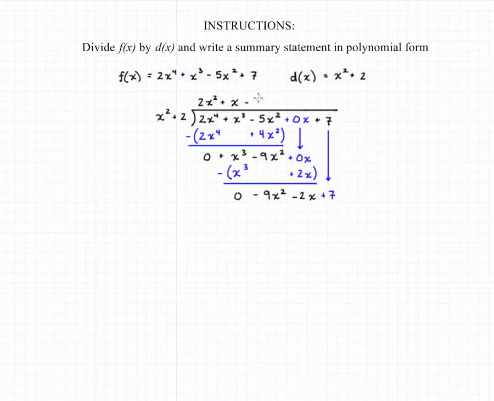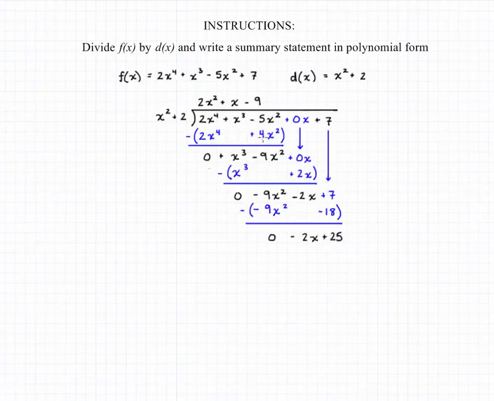Here we look again, see what we need to multiply x squared by, and to get negative 9x squared, we need to multiply by negative 9. So we multiply the entire polynomial, and we'll have negative 9x squared minus 18. And when we complete that subtraction, we'll end up with 0 minus 2x plus 25.